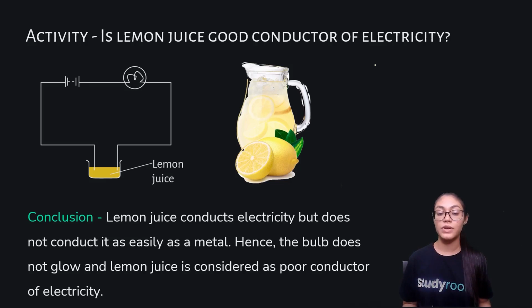Now in this activity, you will see that the lemon juice conducts electricity, but the bulb does not glow. So lemon juice conducts electricity but does not conduct it as easily as metal. That's why the bulb does not glow and the lemon juice is considered a poor conductor of electricity. Very simple. Let's move on.